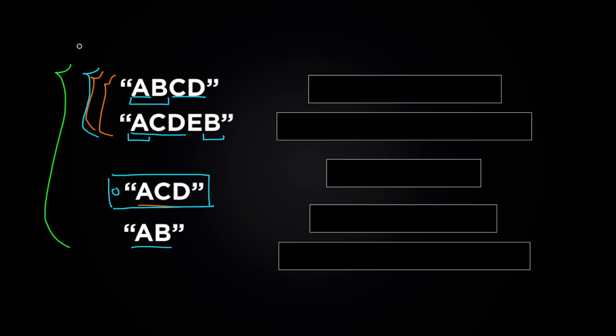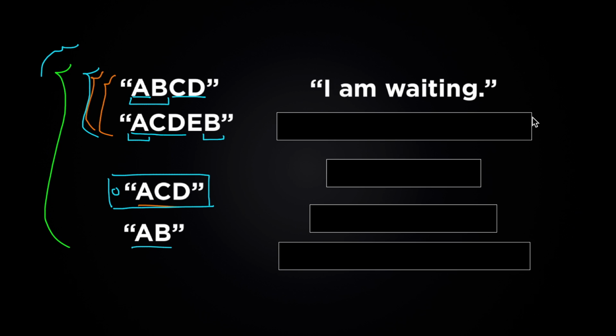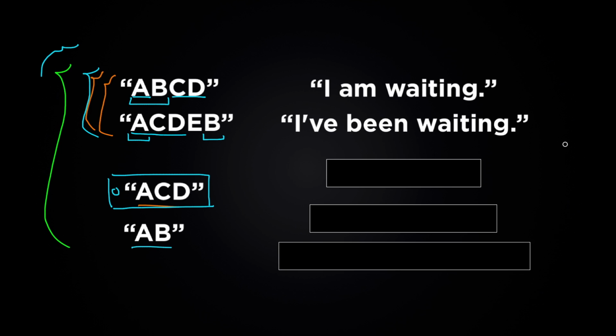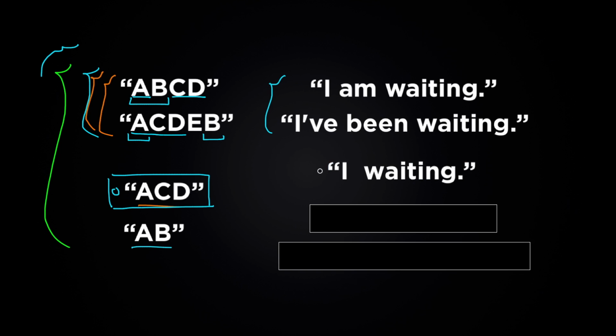Okay, now let me just quickly explain how we can apply this problem to solve the problem that we saw earlier. So let's say that the original text is this one, I am waiting. And let's say that someone else fixed it to this one, I've been waiting. Then what we can do is we can first find the longest common subsequence between these two strings. That would be this one, I space waiting. And then to find which parts of the first string has been deleted, we can compare this string with the longest common subsequence, this one, which is basically the common part of these two strings.